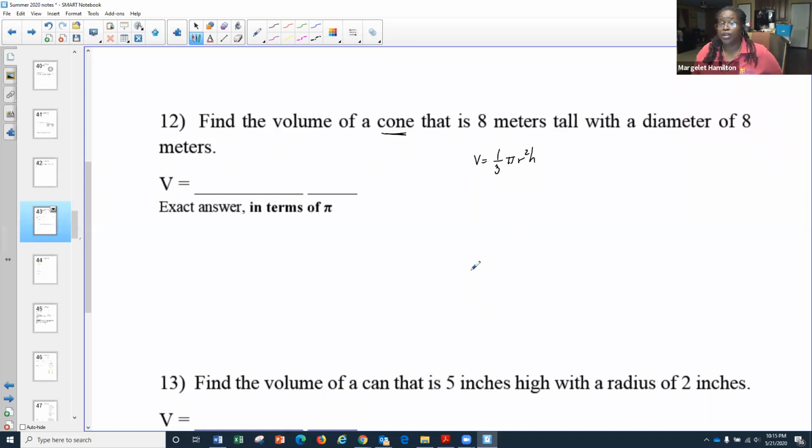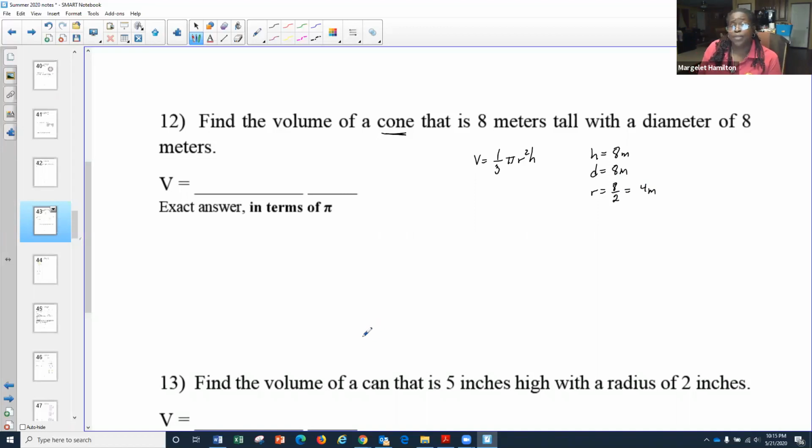Now let's pull out our parts. It says that is 8 meters tall. So they're telling us that the height equals 8 meters. And the diameter is 8. So D equals 8 meters. Again, we need a radius. So if the diameter is 8, then our radius is 8 divided by 2, which is 4 meters. So now we have all of our parts.